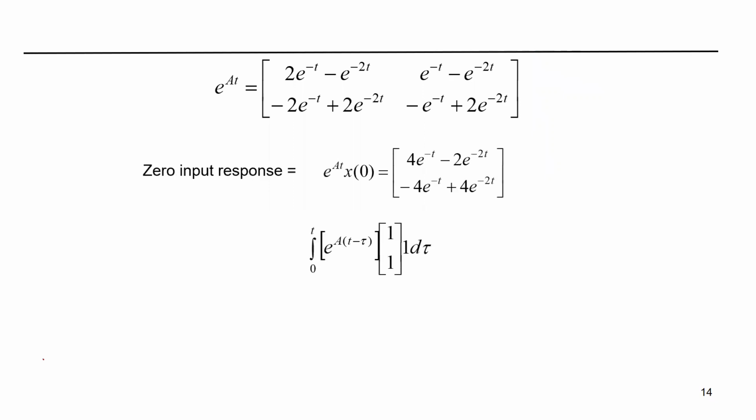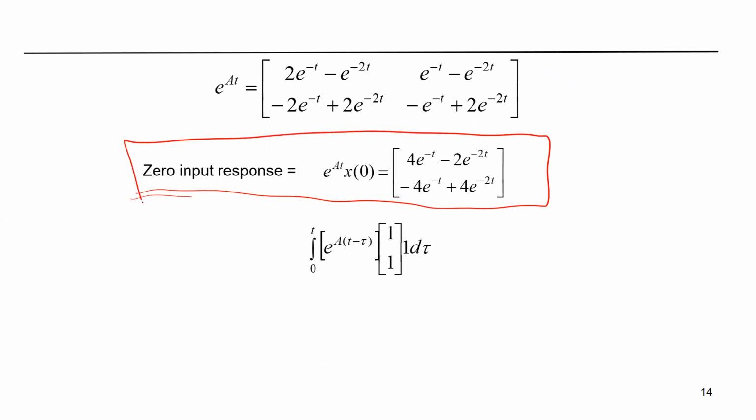So this is what I'm saying. This is the homogeneous part. You multiply e to the at by the initial condition, you'll get this equation, which is what we have shown. Okay, it's clear. Thank you.